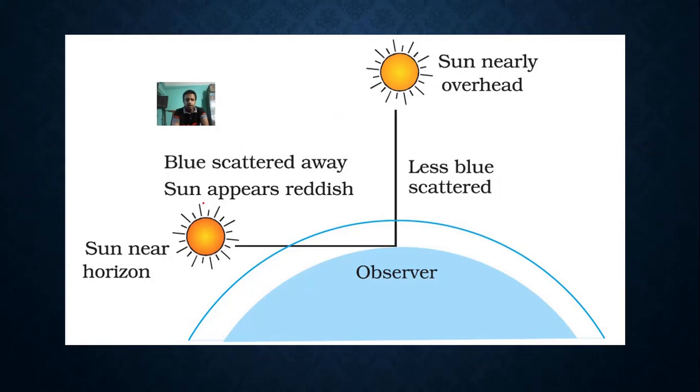And see also here, the sun near the horizon, the sun nearly overhead, and this is the horizon. Less blue light is scattered, and blue is scattered away, so the sun appears reddish.